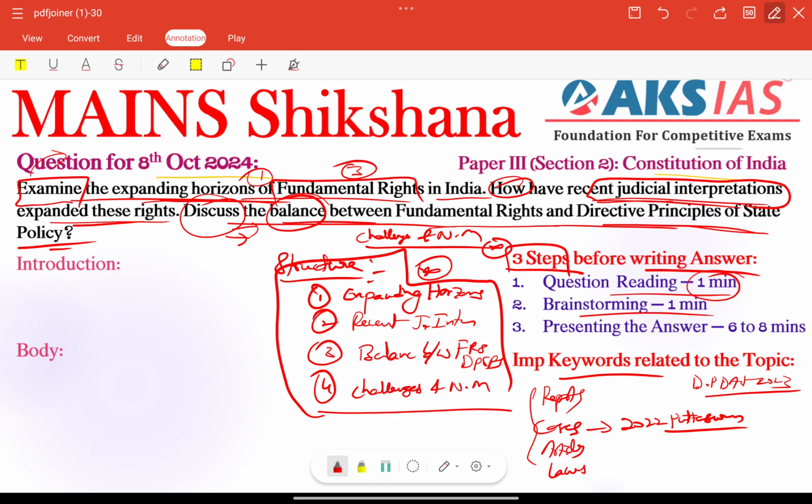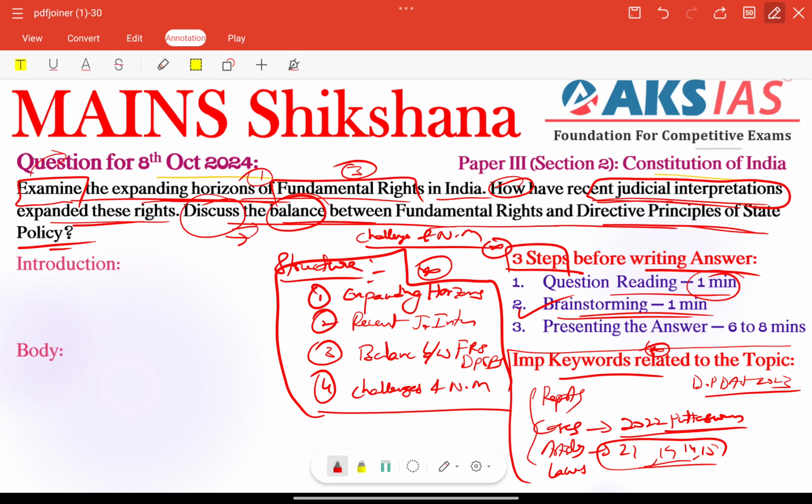Other than that, we have important cases, and also articles, especially Article 21. The remaining articles we need to include here: Article 19, or Articles 14, 15, 25, etc. We have so many important judgments or cases. Other than the Puttaswamy case, we have the Minerva Mills case, the Anuradha Bhasin case, or the Sabarimala Temple judgment. All this information we need to include here; we need to recall it in step 2.